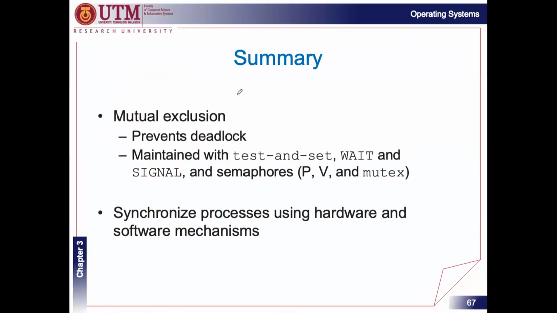All right. Summary: mutual exclusion is meant to prevent deadlock. So that is the purpose of having mutual exclusion. The target is to prevent deadlock, and maintain it with test-and-set and also signal, including semaphore. So this is all to achieve mutual exclusion. And then synchronization, or synchronizing processes, using hardware and also software mechanisms and algorithms. We create some in hardware and we use some in software.